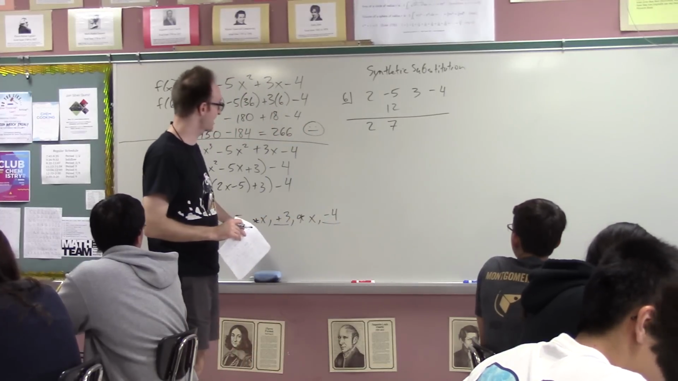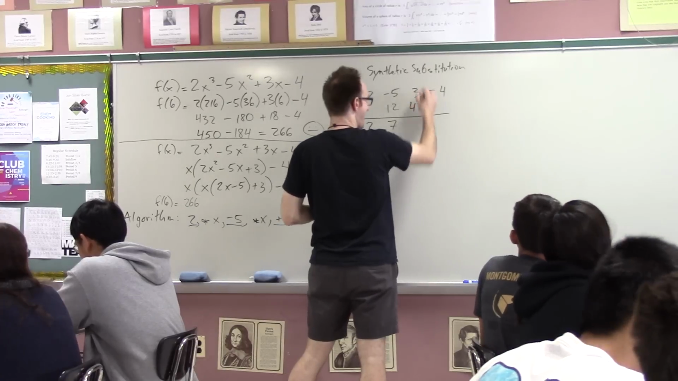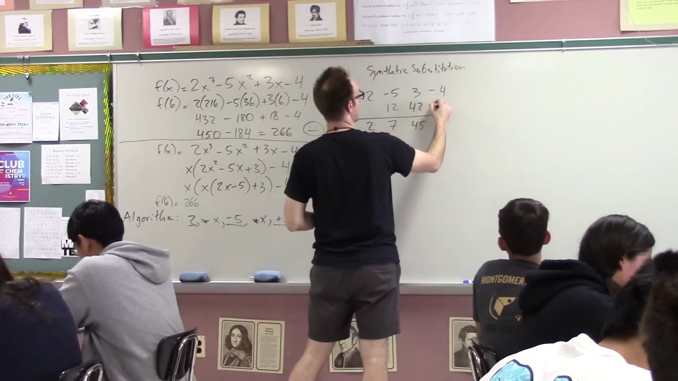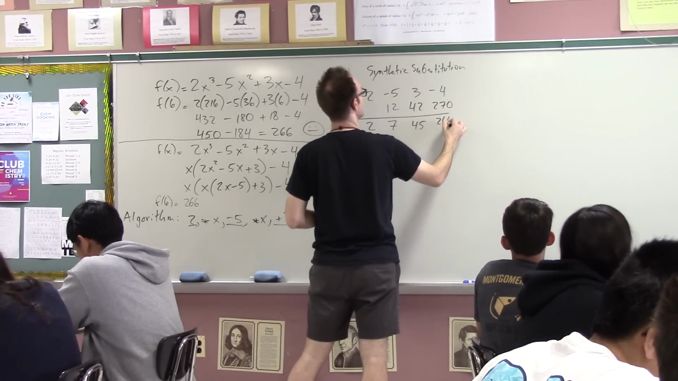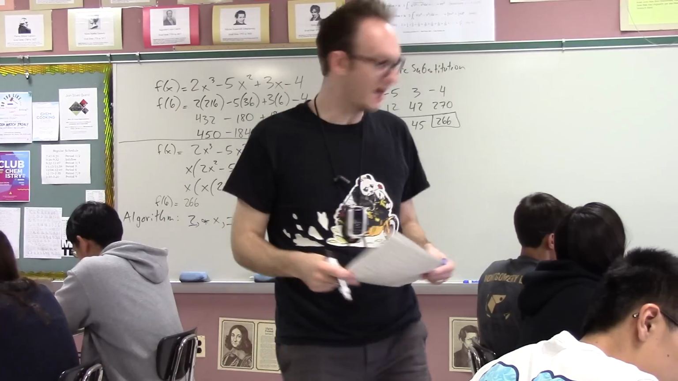I take that result, I multiply it by the input again. You guys following this? Yeah. 42. Add the next coefficient, multiply by the input, and then add the last one too. Just done. Yep. Cool. All right.